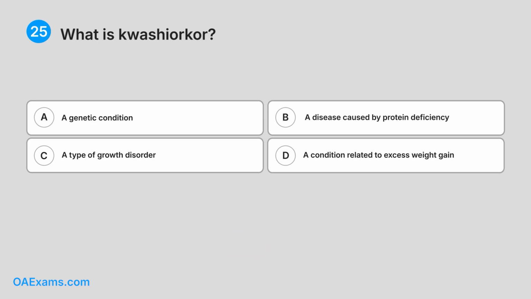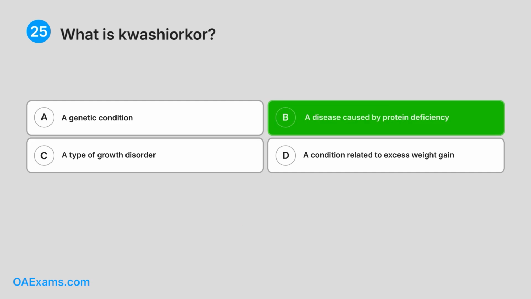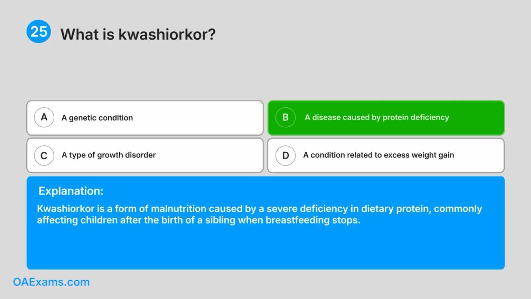Correct answer. B. A disease caused by protein deficiency. Explanation. Kwashiorkor is a form of malnutrition caused by a severe deficiency in dietary protein, commonly affecting children after the birth of a sibling when breastfeeding stops.